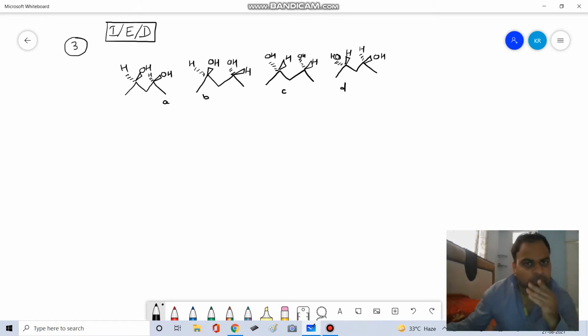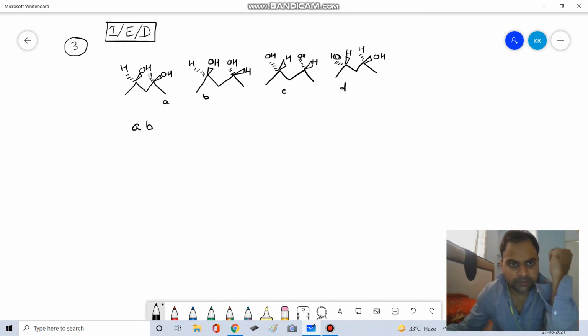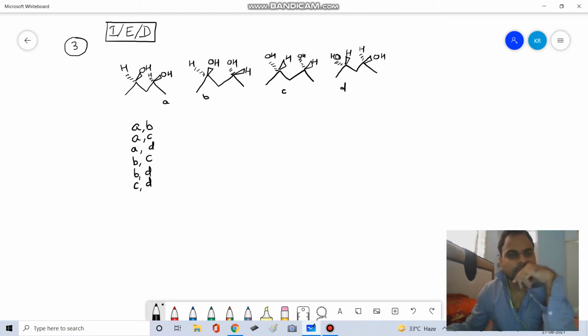Now 4C2: four things have 6 pairs of 2. So what is the relationship between A and B? Between A and C? Between A and D? Similarly, between B and C? Between B and D? Between C and D? 6 relations. A and B, it's clear.